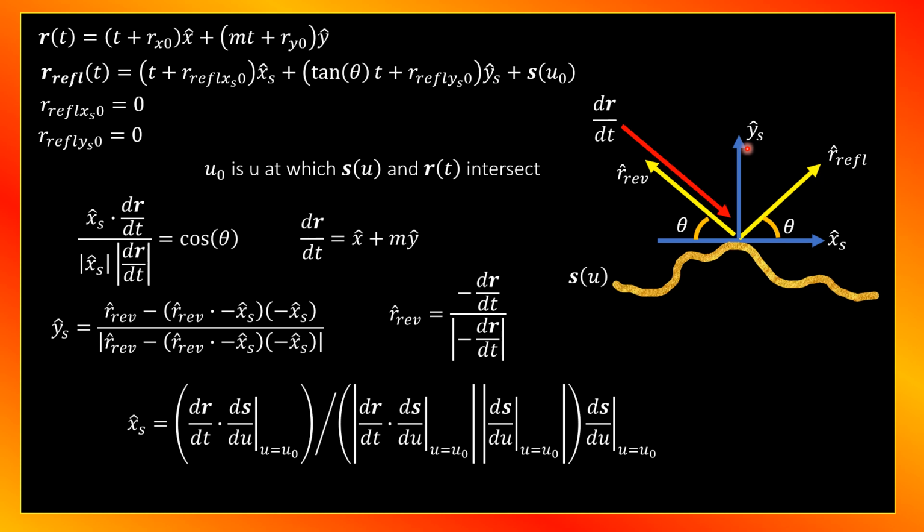Additionally, r hat refl, or reflection, is the light ray path after it has been reflected from the surface. And these thetas are the incidence and reflection angles, which are equal to one another, because that's how light rays are modeled when reflecting off a surface. It must be so that their angle of incidence and reflection are the same.